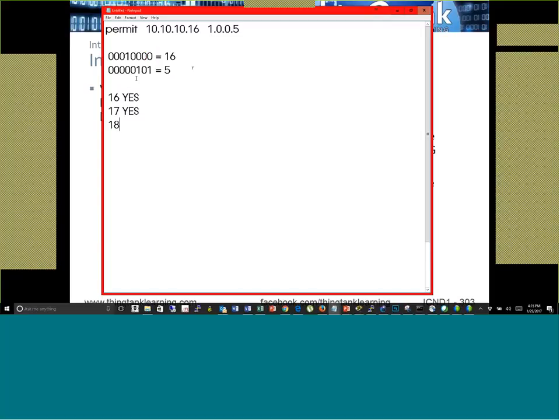Does 18 match? No. Because in order for the number to be 18, this bit would have to be changed to a 1. That bit cannot be changed to a 1 because the corresponding bit in the mask is a 0. See what I'm saying? Does 19 match? No. Because 19 still means that that second bit would have to be changed. Does 20 match? Yes. Because this bit is allowed to be changed. You see what I'm saying? And of course, 21 would match as well. 22 would not match. You get the idea.